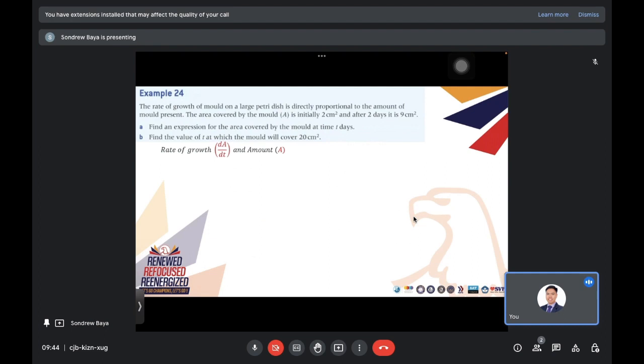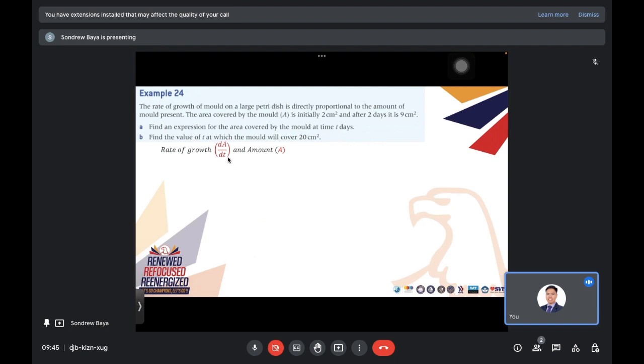So the growth of the mold is actually quantified by means of the area it covers. Therefore, the rate of growth is with respect to time. So your rate of growth here is dA over dt. This is just the slope, in other words, how the area of the mold changes with respect to time, and of course the amount A.